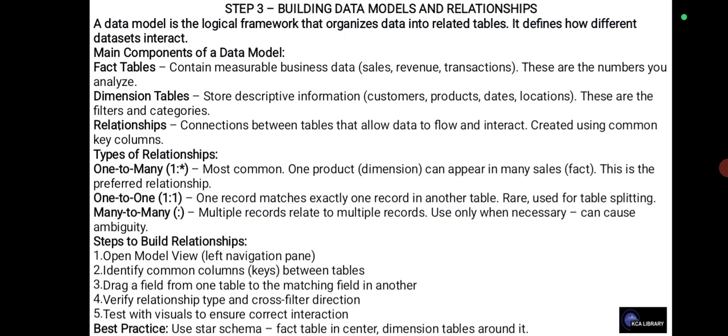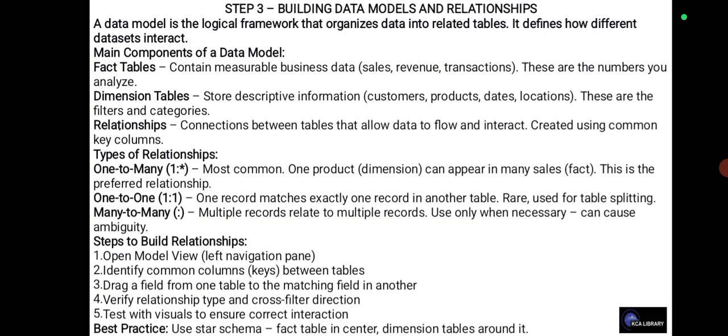Okay, so you can create relationships. You can create a one to many relationship, which is the most common. What it means is one product can appear in many sales. Then one to one means one record matches exactly one record in another table. Then you can also do many to many, where multiple records relate to multiple records.